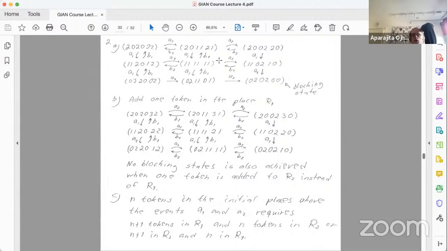So first, for this, we generate the reachability graph. And here, what are the states here? Well, it's 2, 0, 2, 0.